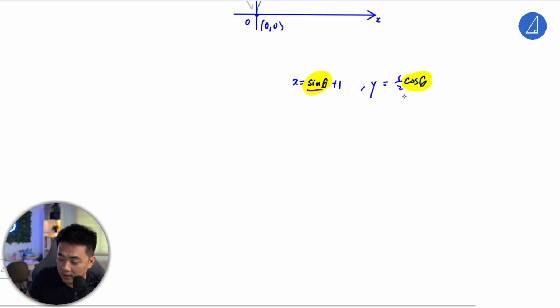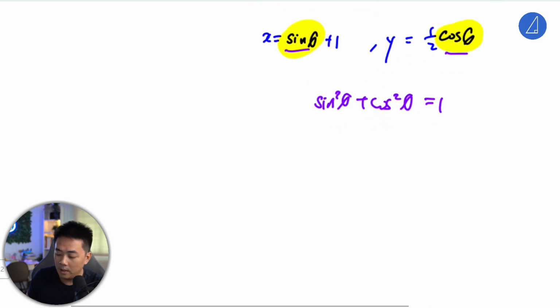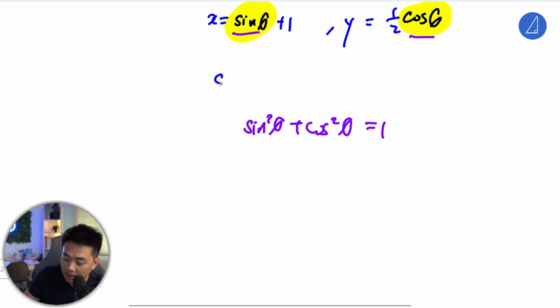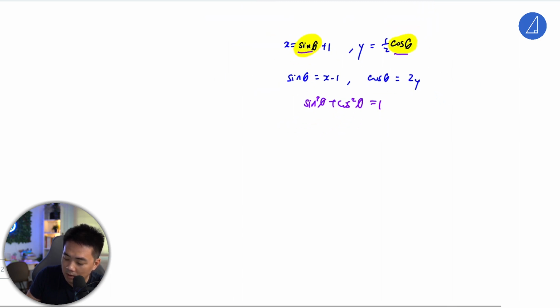So for sine and cosine, what you need to think of is sine squared theta plus cosine squared theta is equals to 1. In this case, what I'm going to do is make the subject. Sine theta is actually equals to x minus 1. Then cosine theta is given by 2y. So substitute both into this equation: x minus 1 square plus 2y square equals 1.